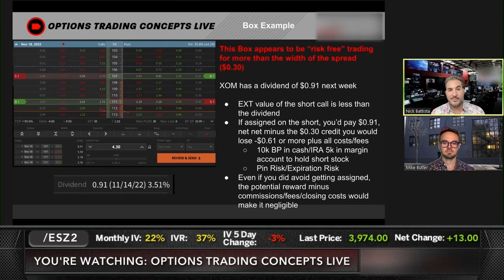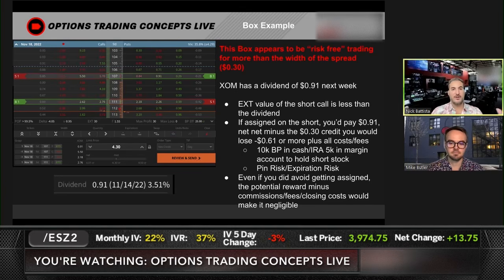XOM has a dividend in the middle of the week next week. If you looked at this box spread, you could see I'm selling the 111, 107 short put spread. So it's a $4 wide short put spread. And then I'm selling the in the money call spread, the 107, 111 call spread. My short stock is at 107, I'm long at 111, and I'm doing this whole package at a $4.30 credit.